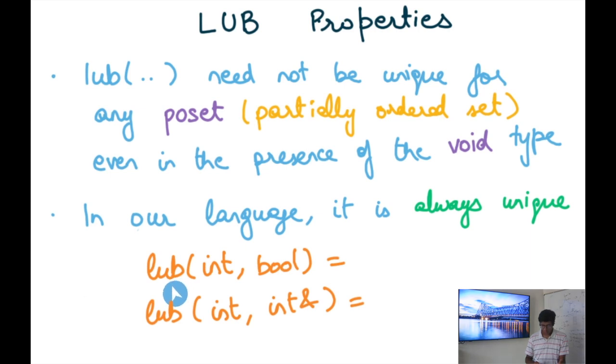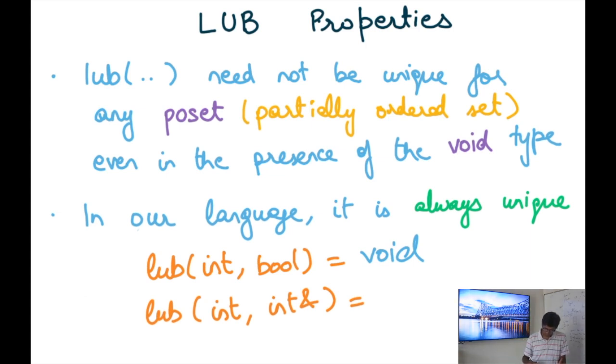So let's see, what is the LUB of int and bool? Well, int is not a subtype of bool, neither is bool a subtype of int. What is the only upper bound of int and bool that we know? It's probably just void. Okay, and that's the only upper bound of int and bool, and so it's also the least upper bound of int and bool.